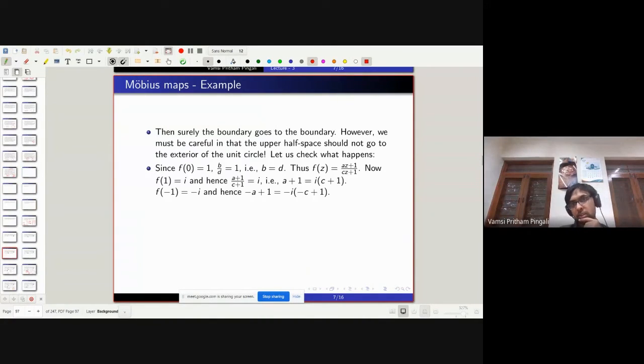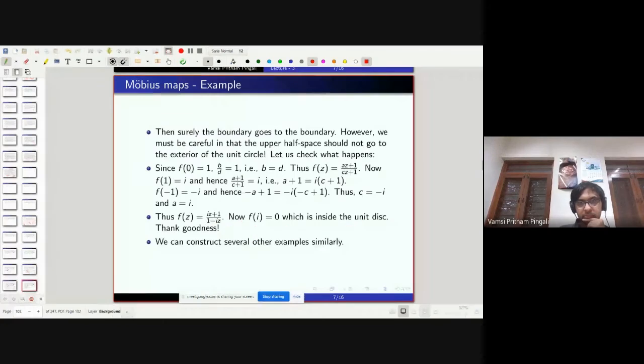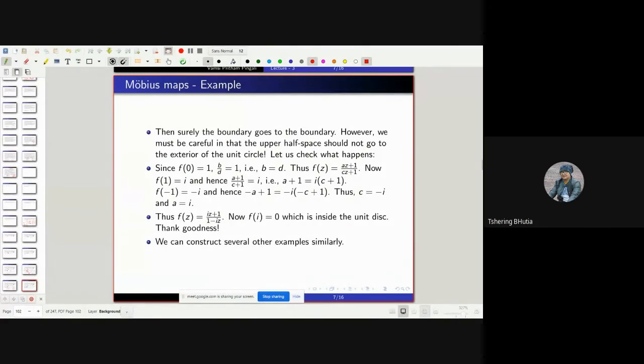Any other questions? Sir, can you talk about the Laplace equation here? What are you saying about that?